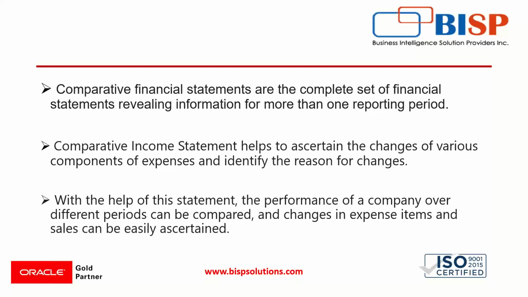one reporting period. In simple words, I would say that it is a document that compares a particular financial statement with a prior period statement. The comparative income statement helps to ascertain changes in various components of expenses, and it helps in the identification of the reasons for these changes. With the help of this statement, the performance of a company over different periods can be compared, and as it is an income statement, the changes in expense items and sales can be easily ascertained. It also helps to ascertain the trends related to sales, cost of goods sold, and operating expenses, so that a proper comparison can be made, which helps the investor to take future investment decisions for the organization.